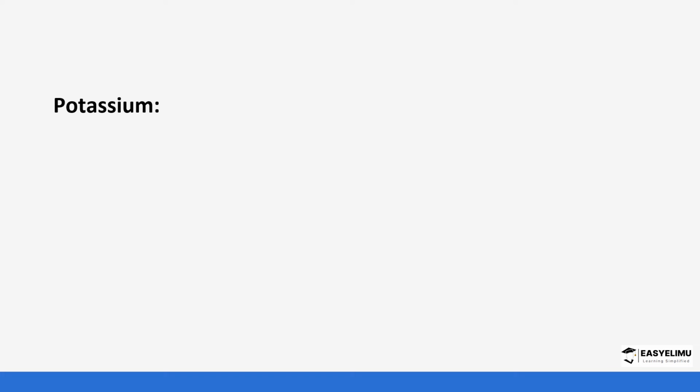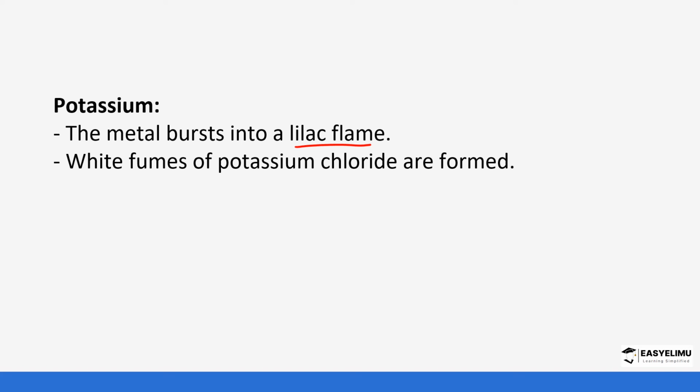For potassium, in cases where the reaction has been done in a controlled environment, not in the school lab, it bursts into a lilac flame, just like it did when it reacts with oxygen. And then it produces white fumes of potassium chloride as well. So this is the equation for the reaction.